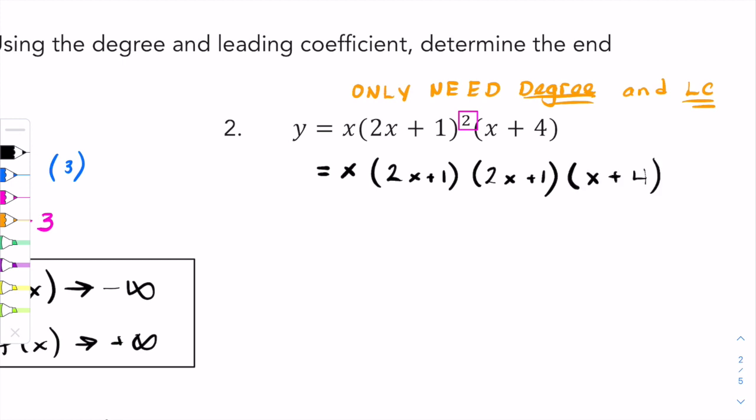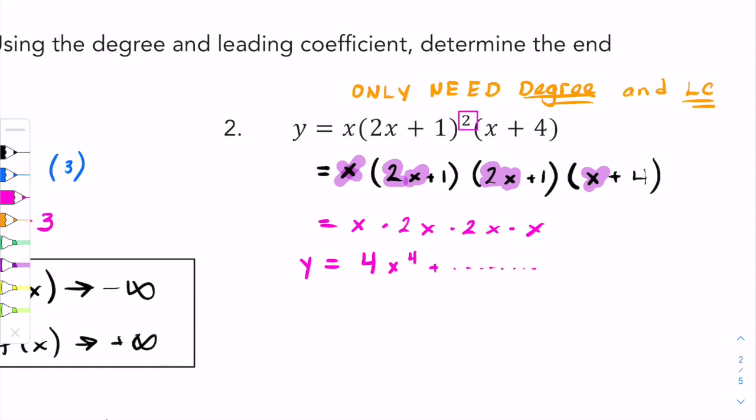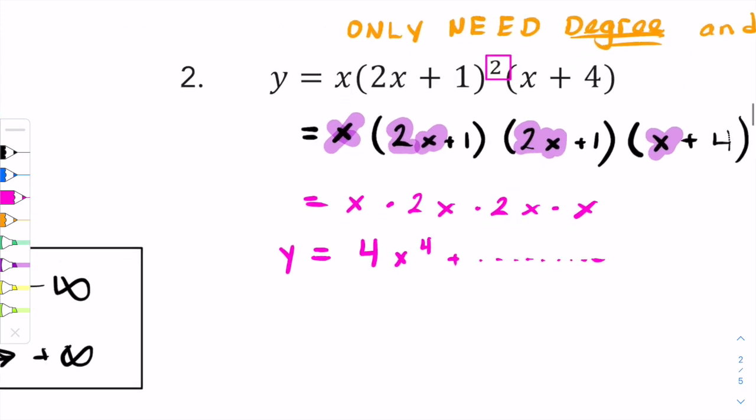And my last factor is x plus 4. So instead of multiplying every term, I am only going to multiply the first term of every factor. And when I do that, I end up with x times 2x times 2x times x. I just multiply the first term of every factor I highlighted in purple, which comes out to 4, because 2 times 2 is 4, 4 times x to the 4th. And of course, there's more to this function, but we don't care about the rest of it, because this right here gives us the first term. So it gives us the degree and the leading coefficient.